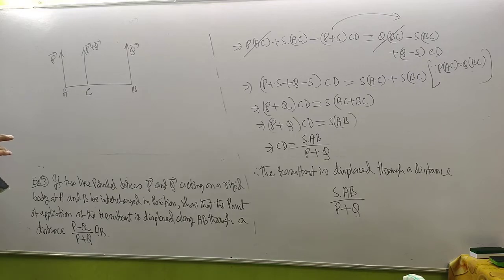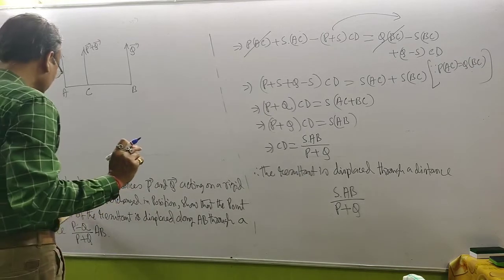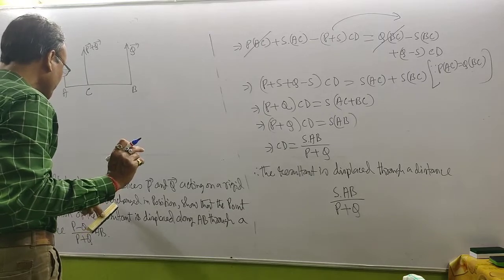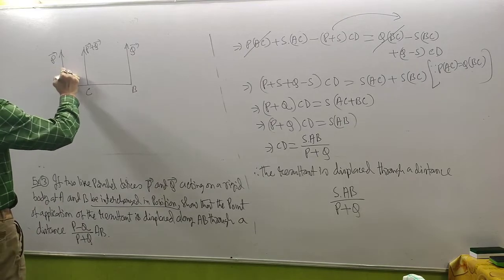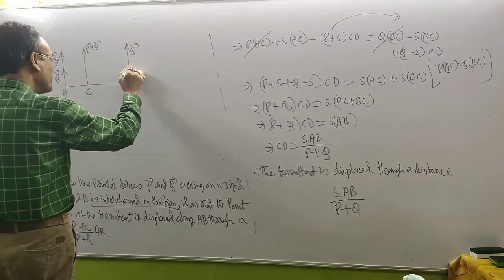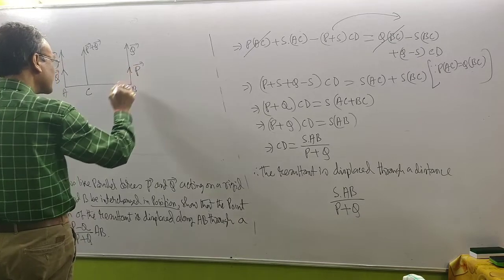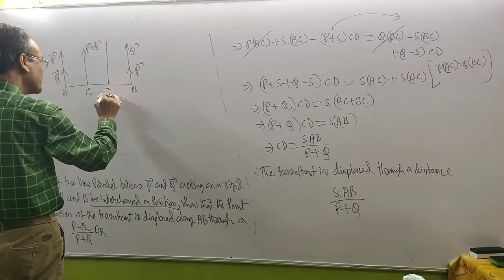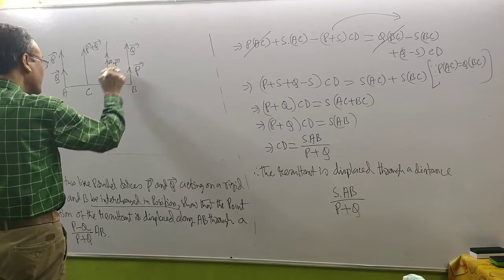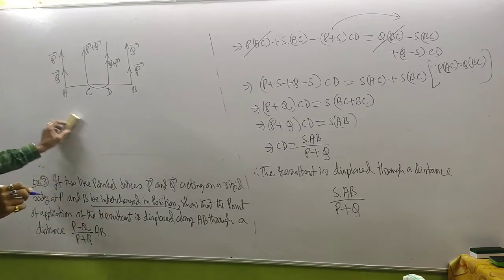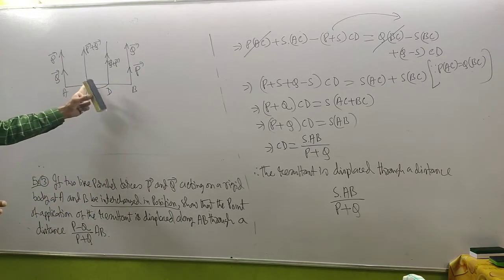Now, if the positions of P and Q at A and B are interchanged, then the resultant will be acting at the point D. Suppose the resultant is Q plus P. In this case also we have to find the distance. Find the distance CD.